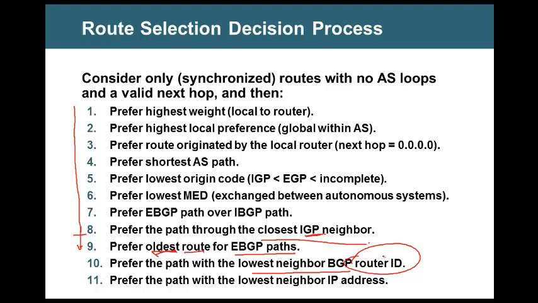What if there are lowest, correct. What if there are two autonomous systems having the same router ID? Then there will be a tie. Then it goes and prefers this one.